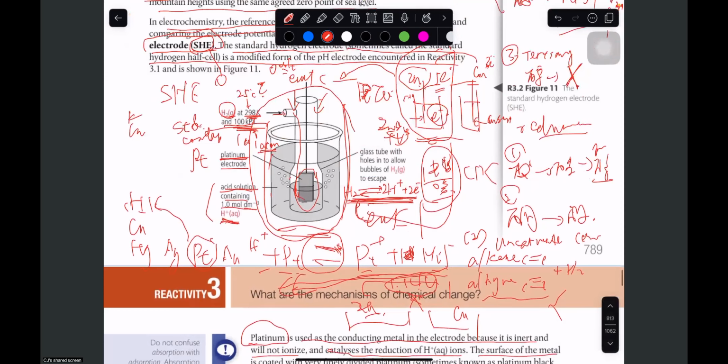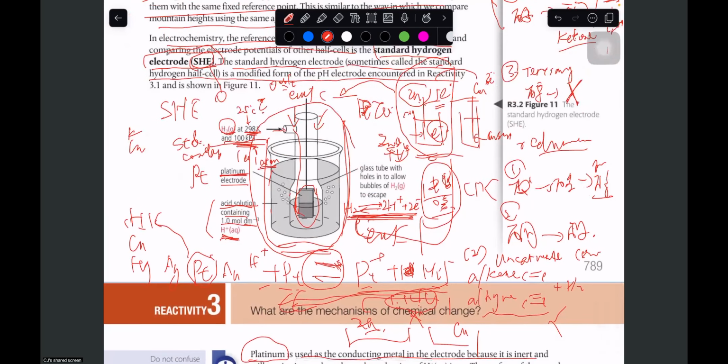Okay, do you have any question about this one? So it's the hydrogen of the standard.